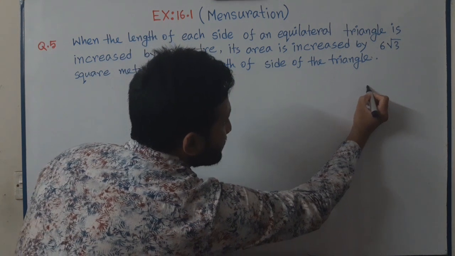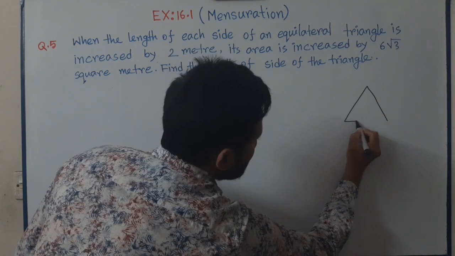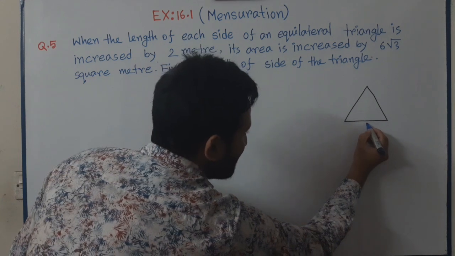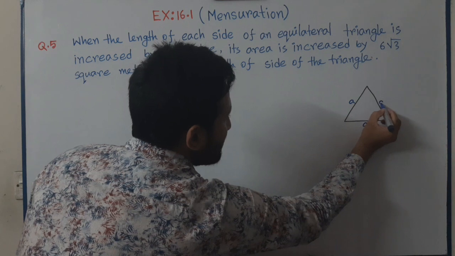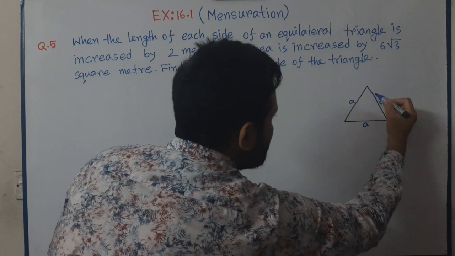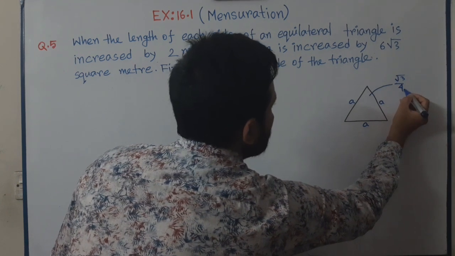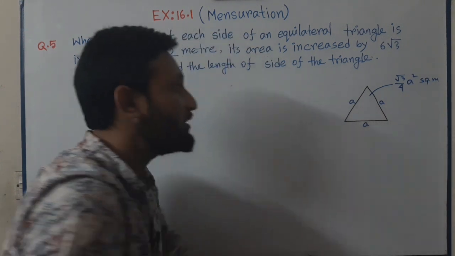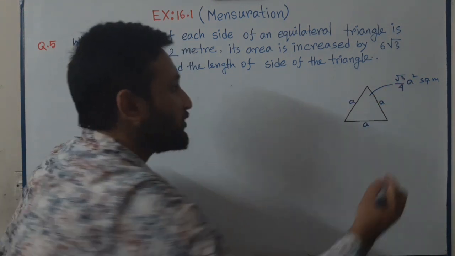Suppose this is an equilateral triangle where each side length is a meter. This is an equilateral triangle, so we can say that the area of this triangle will be root 3 by 4 side length square, in square meter. We know the area of an equilateral triangle formula is root 3 by 4 side length square.